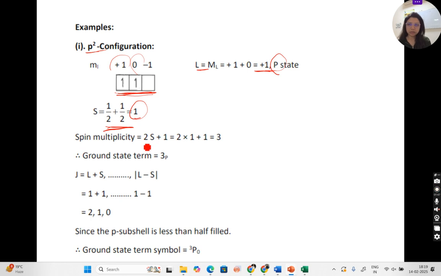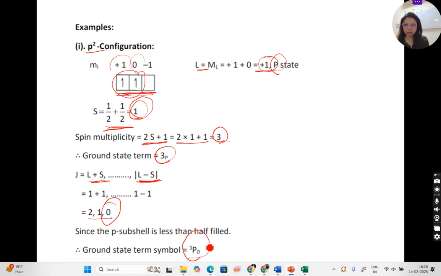Spin multiplicity is 2S plus 1, which gives us a value of 3. So L is P, and the spin multiplicity is 3, so we get 3P. Now the J, which we get from L plus S to L minus S. S here is 1, L here is also 1, so it's 2 to 0. And because it's a case of less than half filled, we'll consider the value L minus S, which is 0. The term symbol will be 3P0.